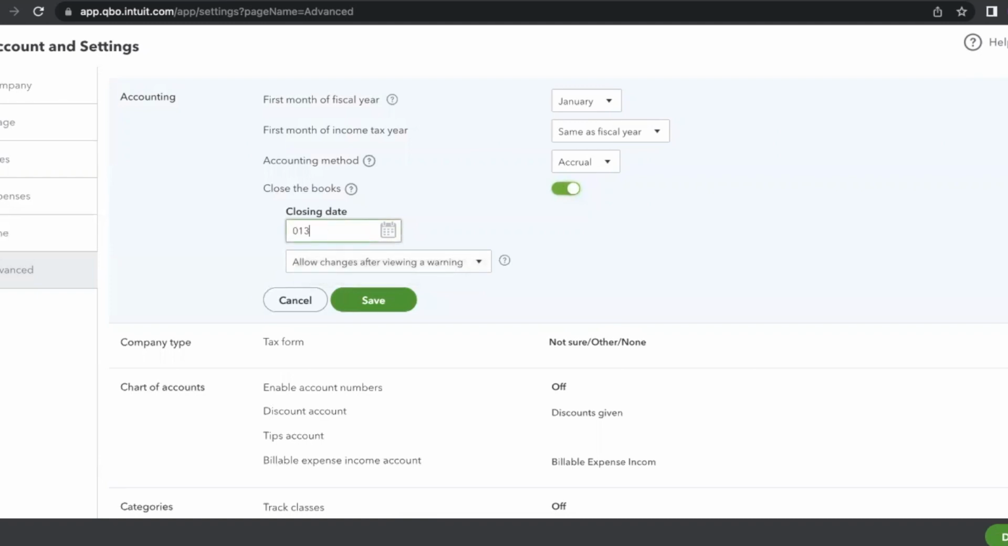We can also take this time to prepare financial statements such as a P&L, balance sheet, and the statements of cash flow. This is done to analyze the financial health of a business, identify trends, and to save for historical comparisons.